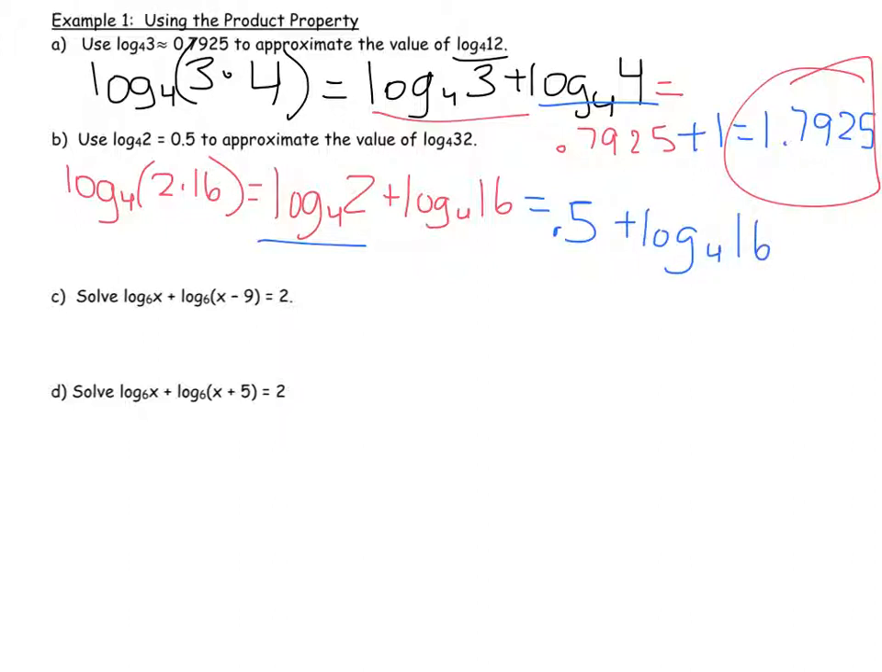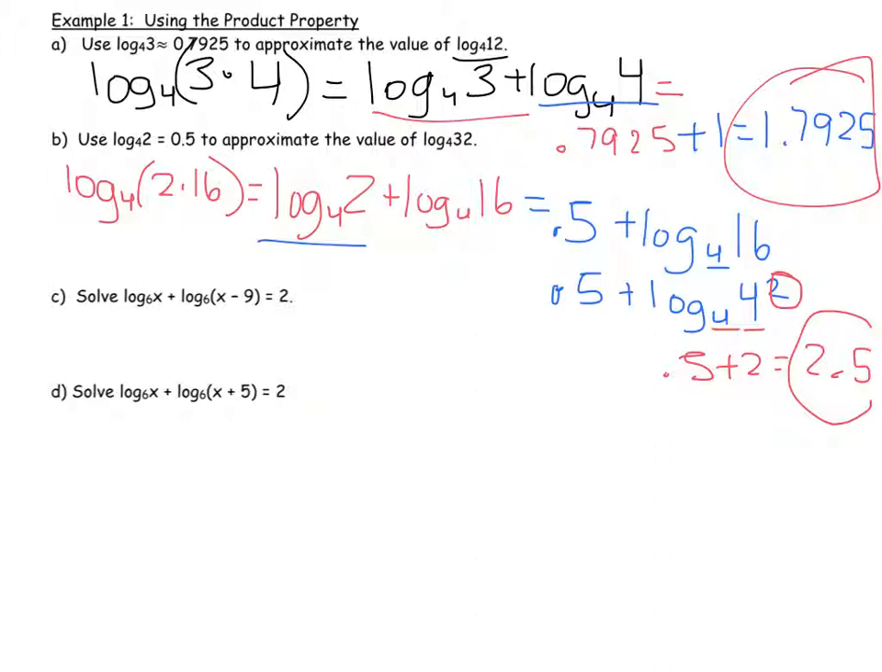And what we can do here is change this 16 into a 4, because remember we want the small number to match the base. So we're going to have 0.5 plus log 4 of 4 squared. And then going back to that very interesting property we looked at the beginning, we know that since these match and it's squared, the answer here is going to be 2. So we end up with 0.5 plus 2, which gives us 2.5 as our final answer.